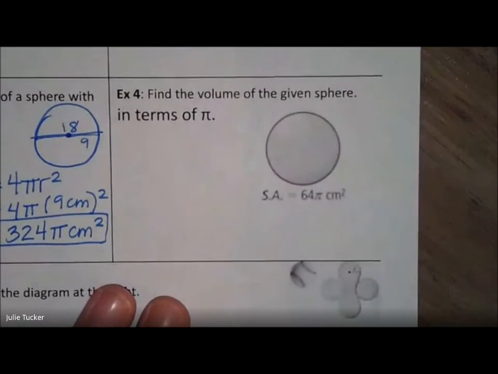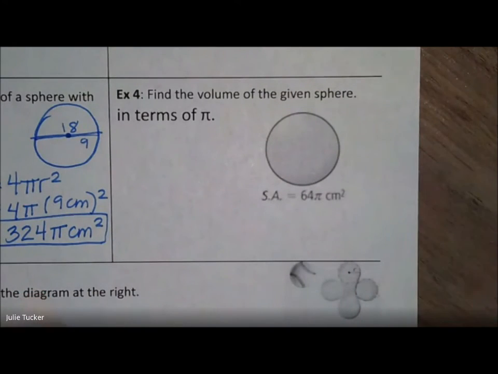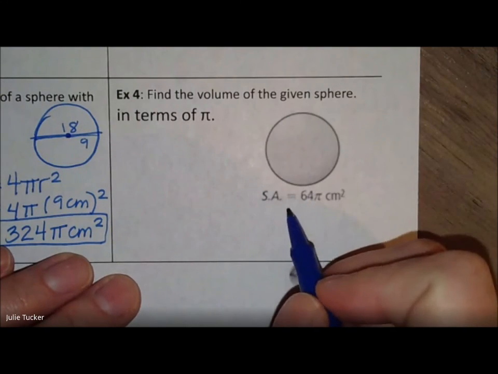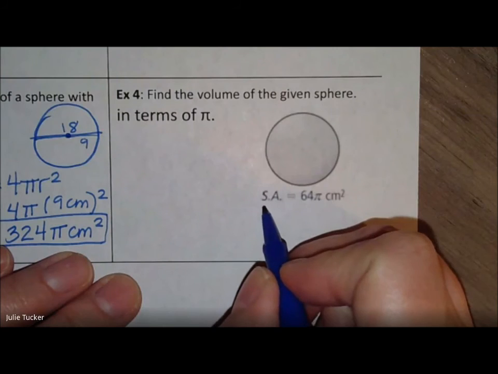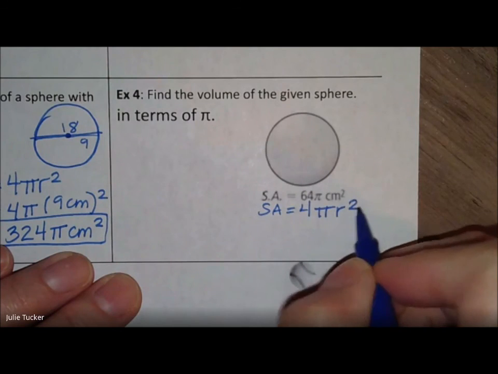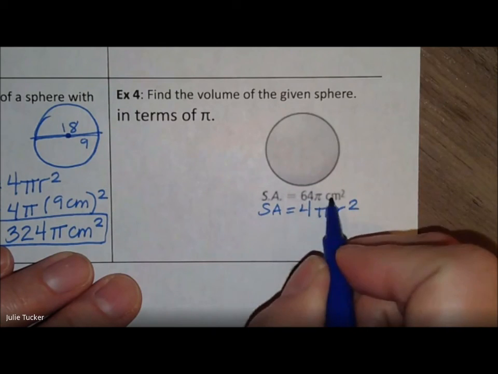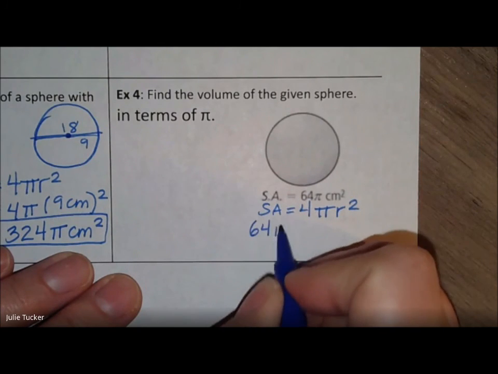All right, we have one more problem to do. Find the volume of the given sphere in terms of pi, if you know that the surface area of the sphere is 64 pi centimeters squared. Okay, so we're going to take the surface area formula, and I'm just going to write directly beneath this. Surface area is 4 pi r squared. So if I know that the surface area is 64 pi, I'm going to replace the SA with 64 pi.